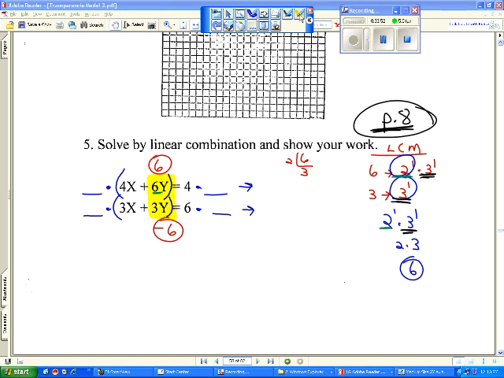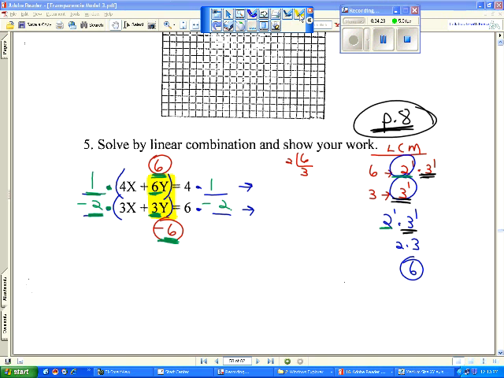We look at what we got and look at what we need. And we think 6 times what will give me that 6? 1. So we'll multiply through by 1. And then we think, here's what I've got. Here's what I need. What do I multiply what I have by to get what I need? 3 times what gives me negative 6? Negative 2. You understand that?